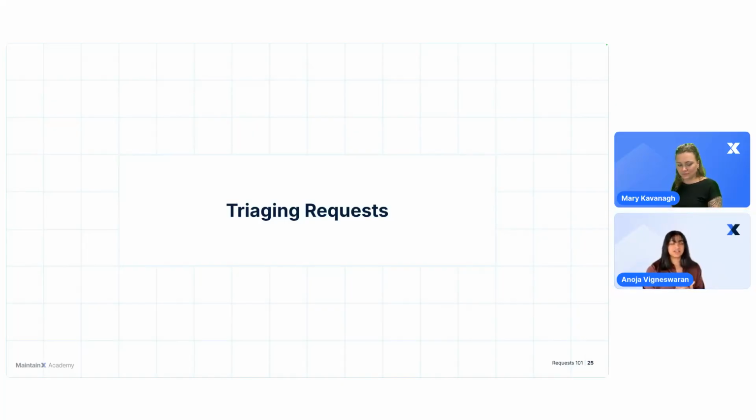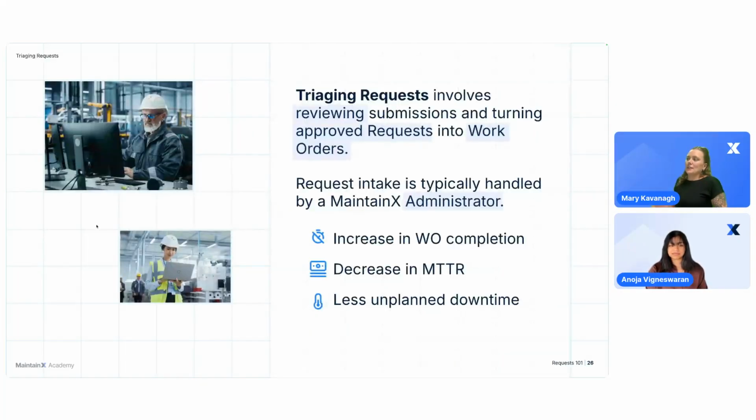So Mary, could you tell us about what happens when a request comes in? Specifically, who is involved in the management of requests? Why should we care about managing our requests efficiently? And where can we review our request submissions? Totally. All right, let's take a look. Triaging requests. I think Anoja gave a great analogy of it right there. It's reviewing the submissions and turning them into work orders, determining what we're going to do and when.